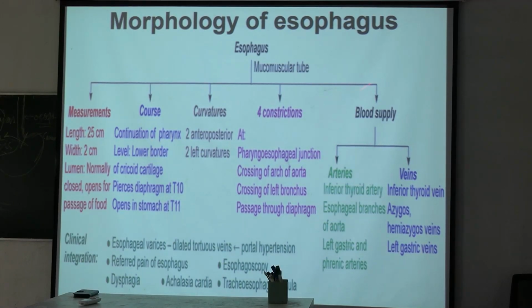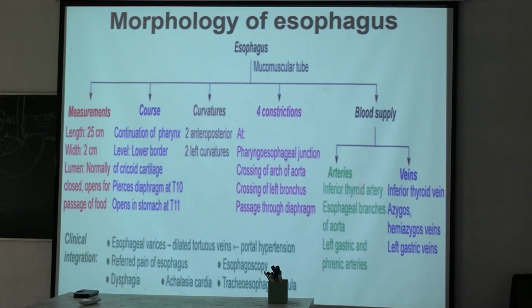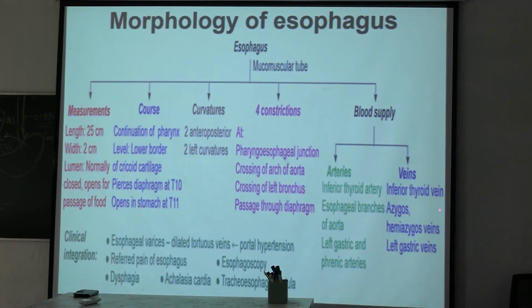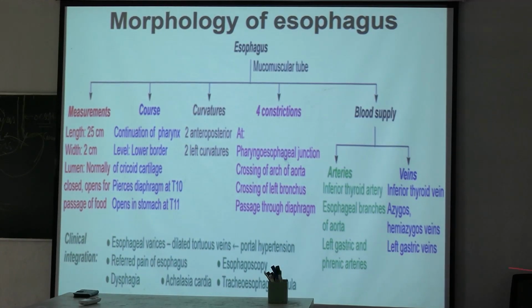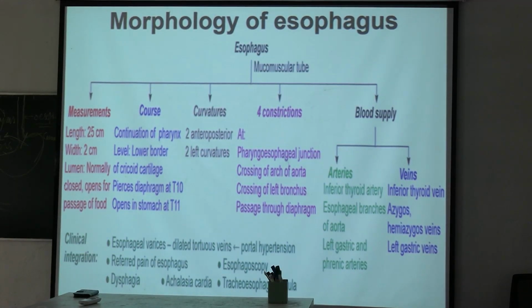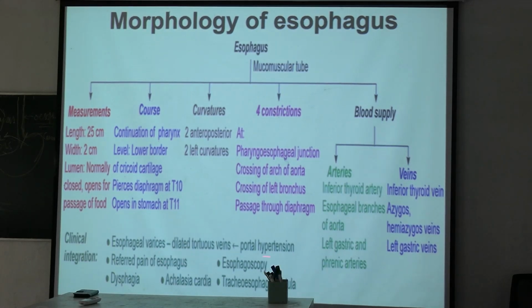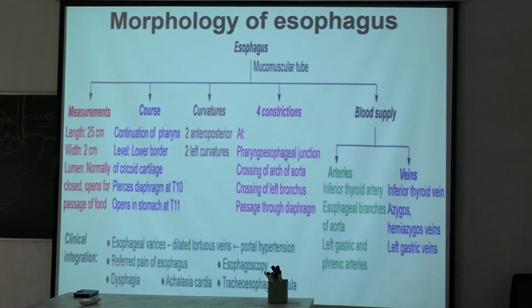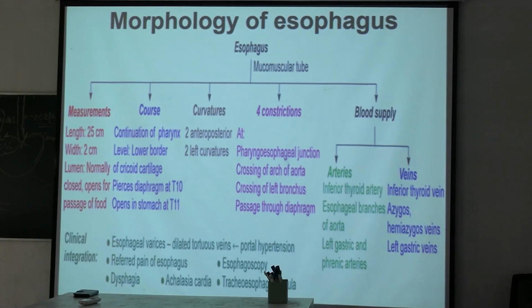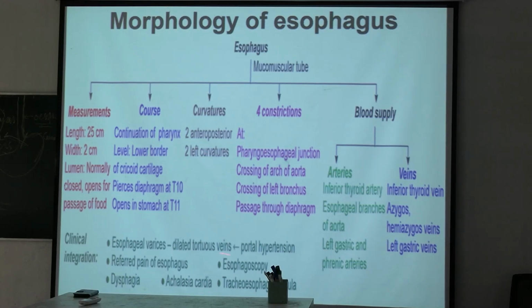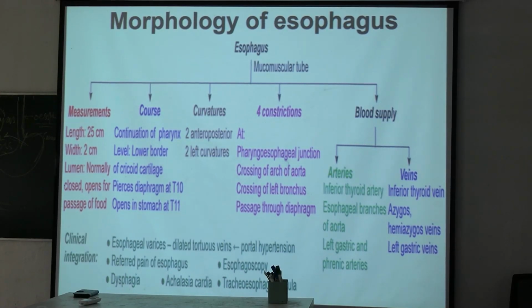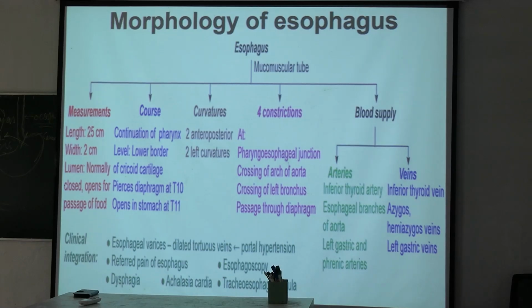Okay. Blood supply, arteries and veins. Arteries are the inferior thyroid artery, esophageal branches of aorta, left gastric and phrenic arteries. Veins are the inferior thyroid vein, azygos vein, hemiazygos vein, and left gastric veins. Okay. And these are the clinical aspects. Esophageal varices are dilated tortuous veins formed due to portal hypertension, referred pain of esophagus, esophagoscopy, dysphagia, Achalasia Cardia, and Tracheoesophageal Fistula. All we have discussed previously.